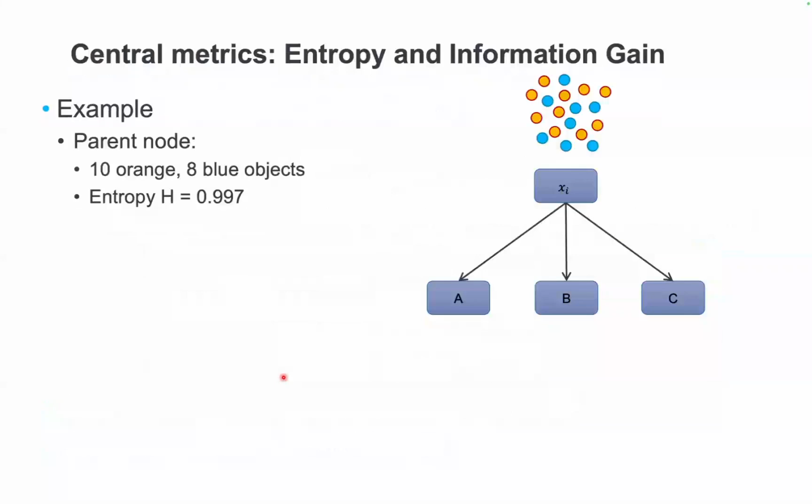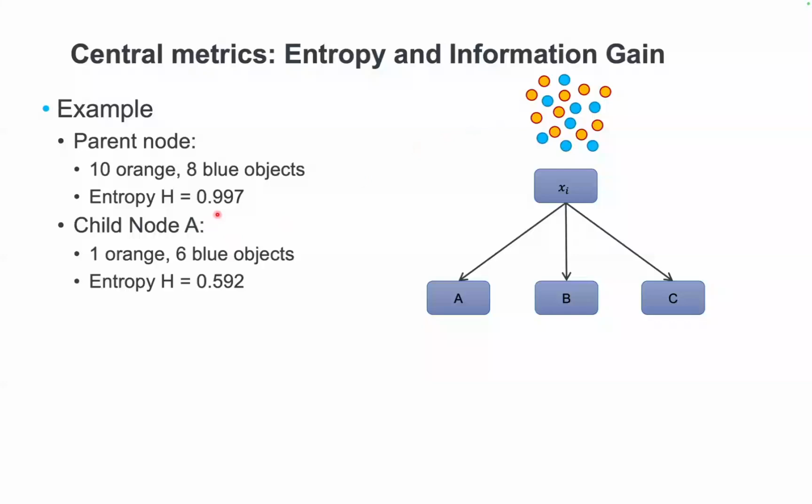So if I again have the same kind of split I showed you before, then originally I have 10 orange and 8 blue objects. I apply the formula and I have about 1 bit of information, entropy 0.997. I mean, 10 versus 8 is almost the same as 9 versus 9, and 9 versus 9 is like 1 versus 1. So this is about an entropy of approximately 1 bit. Now I do child node A because of using the attribute I, and I have 1 orange and 6 blue objects. So this is an entropy which is about 0.6.